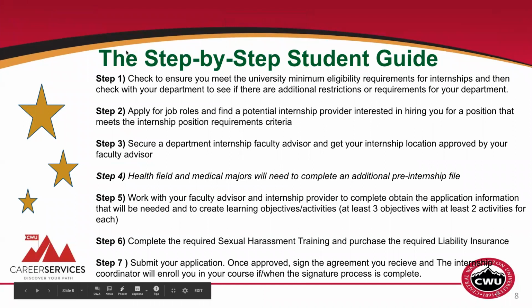So just to recap really quickly, a student overview and then a faculty overview before we move to the second part of this presentation. This is sort of the full process for students. So for step one, students should check that they meet the eligibility requirements, both of the university and of the department. Step two, students should begin applying for roles that would match their potential industry or potential internship opportunities that they believe would be well suited for their major. Step three, once a student's found a potential opportunity, they should speak with their department to confirm that the internship location is appropriate and to identify a faculty advisor who can be their instructor for the internship course.